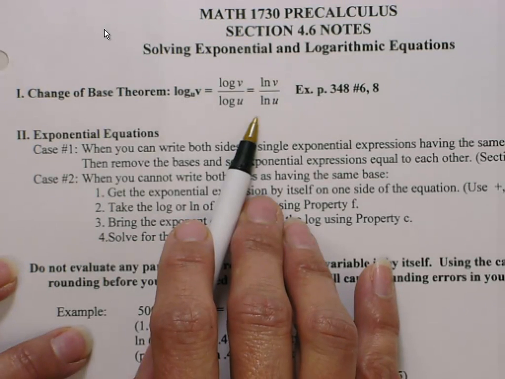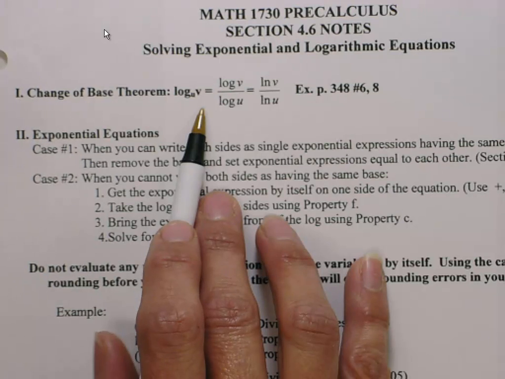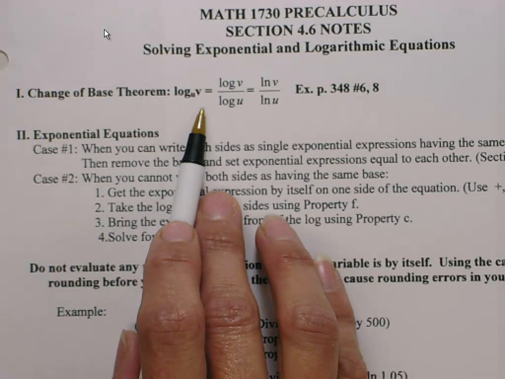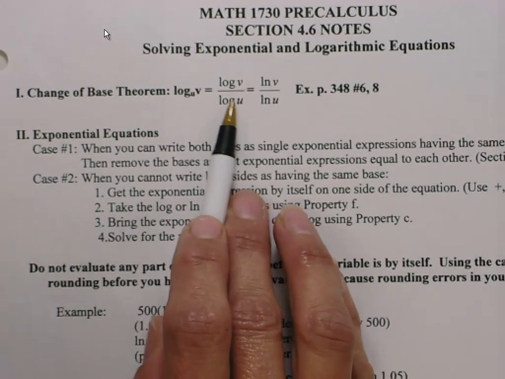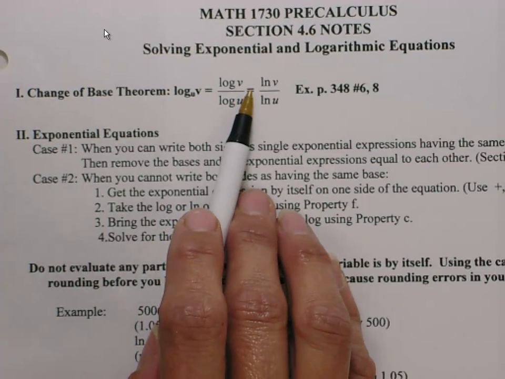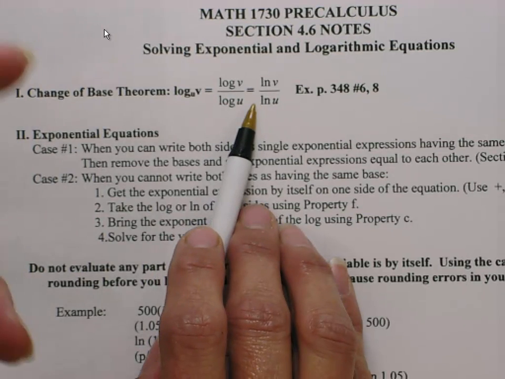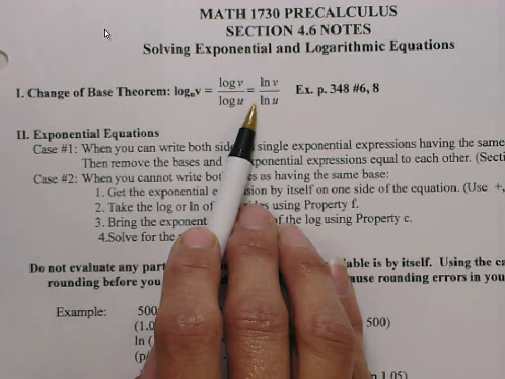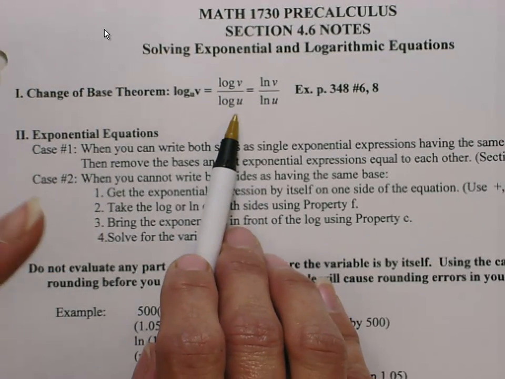Actually, the change of base theorem says you can change log base u of v to anything. You could change it to log base 7 if you wanted to. That usually wouldn't help you because you don't have a log base 7 button on your calculator either. And that's why we just change it to either log base 10 or natural log. Does the fact that log of v over log of u is the same thing as natural log of v over natural log of u mean that log and natural log are just the same thing? No, they're not just the same thing, but the ratio of those two logarithms is the same.